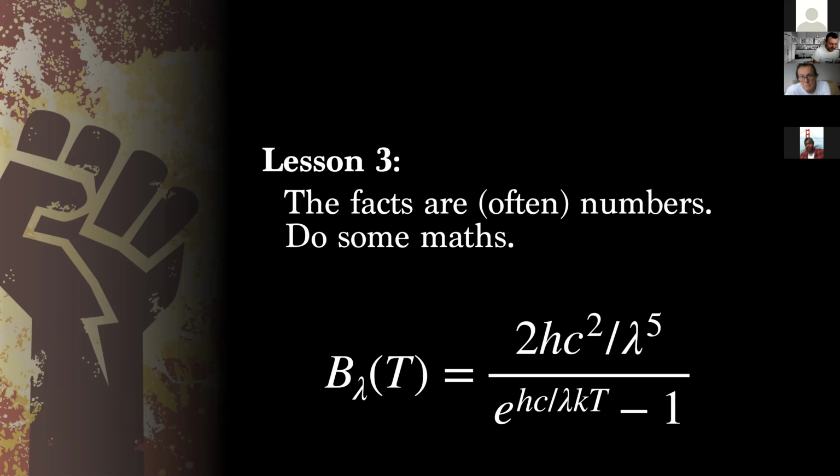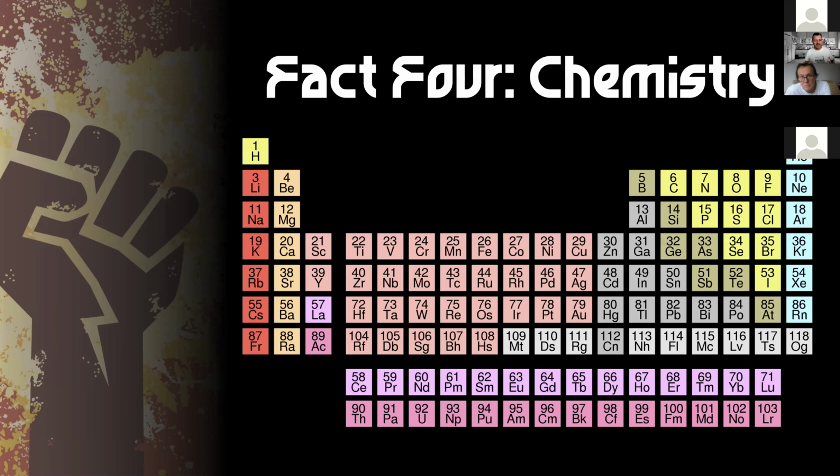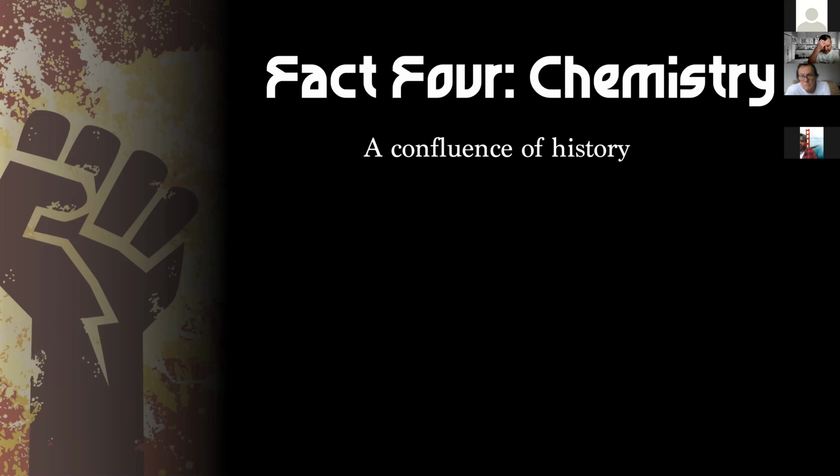I'm going to try and speed up slightly. I'm going to zip through this fourth one. Chemistry, right? We have this periodic table of elements, and what we want to know is, where did these come from, right? Was the universe born with 92 natural elements, or was there a process whereby these elements came into being? And our understanding of this was one of those clashes, confluences of history, right?